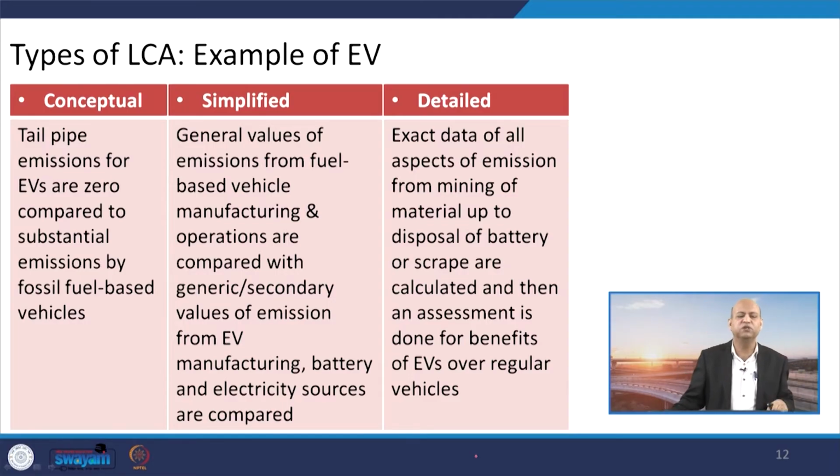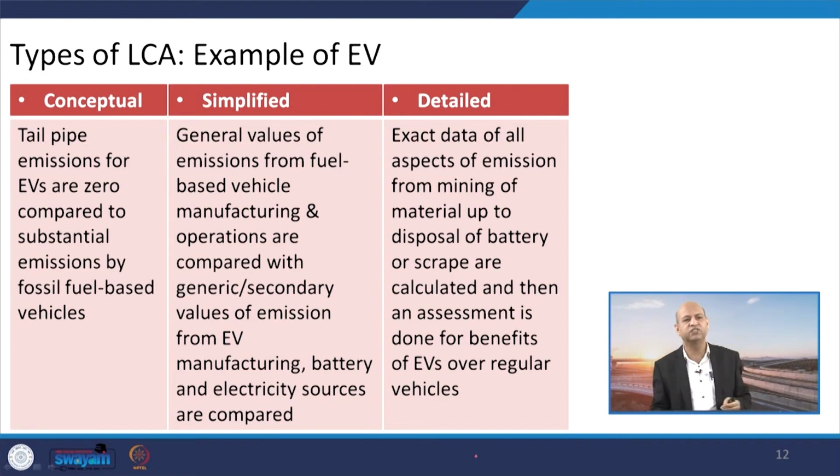Then if you go for the simplistic or simplified way of LCA, then you have to see, for example, the stage of manufacturing and the production of EV and production of diesel vehicles. So, those emissions are there, of course, whether you produce an EV or produce a fossil fuel based car or automobile in a factory, there will be emissions there, because energy consumption is there, material consumption is there, and from mining also raw material is needed.